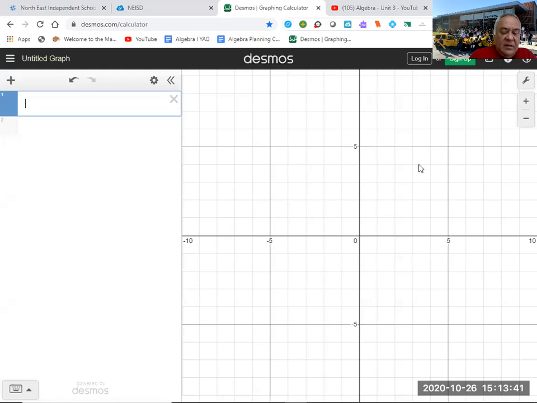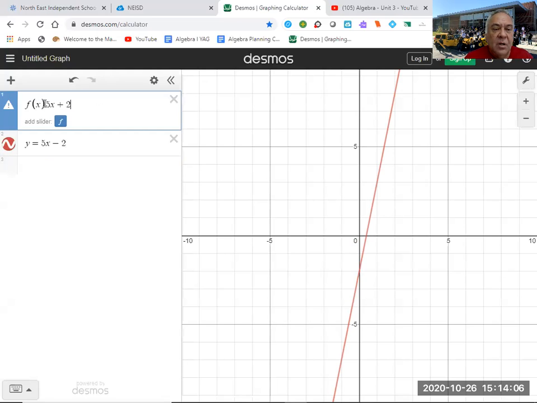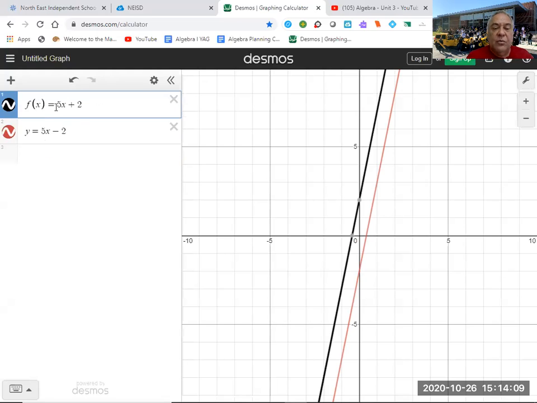For 23, they give you two people putting in two different functions: f of x equal to 5x plus 2, and the other one puts in y is equal to 5x minus 2. Remember that f of x and y are interchangeable.